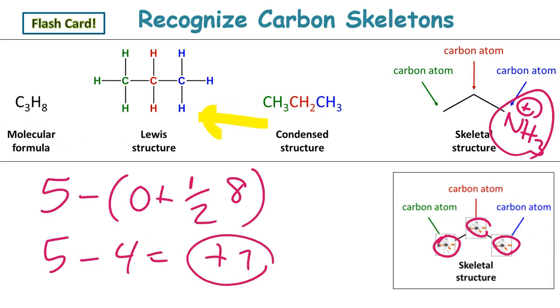All right. We also know that we're looking at another flashcard moment, folks. So on the front of the flashcard, you can write carbon skeletons. On the back, you can write some examples of Lewis structures, condensed, and skeletal structure. Let's go through a couple of examples just to get us started.